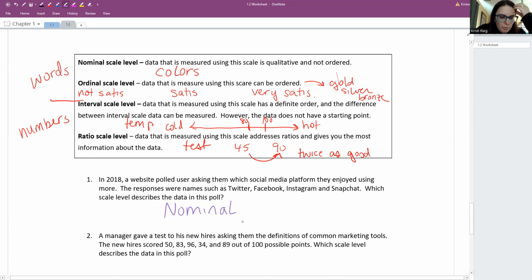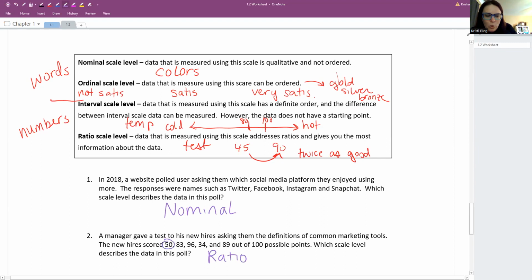All right, number 2, manager gives a test to his new hires. The scores are 50, 80. So we have numerical value for scores out of a possible 100. Which scale level is this? Well, this one's kind of a gimme because I used test as an example, but here, this one's going to be a ratio.